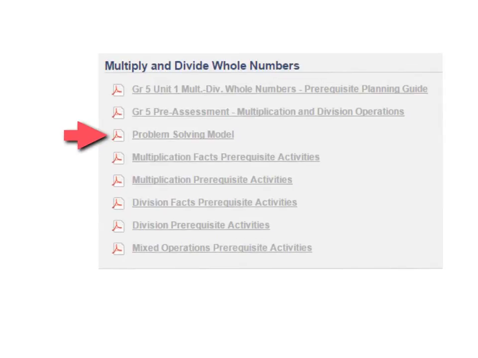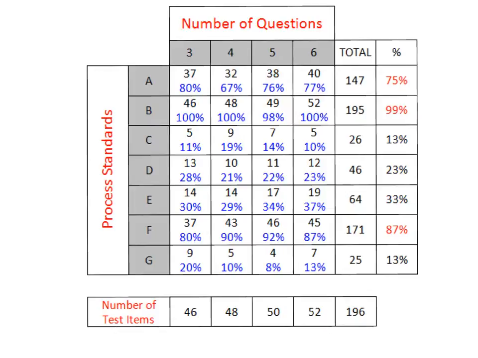In 3rd through 6th grade, the third document you will see is a problem-solving model. This model looks different than previous years. We want all teachers and students using this model throughout the year as they're working through and solving problems. This chart gives you the rationale for why we moved to using this model.